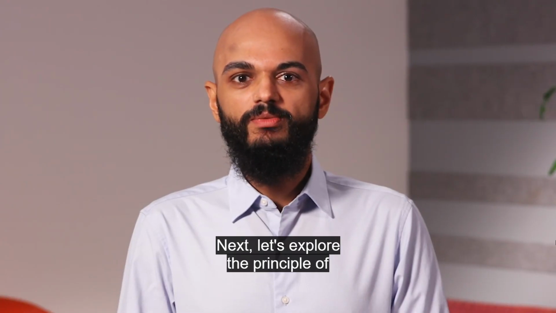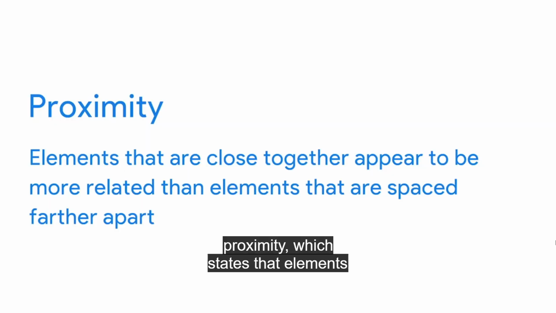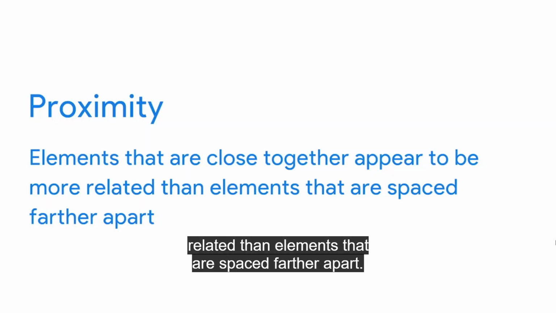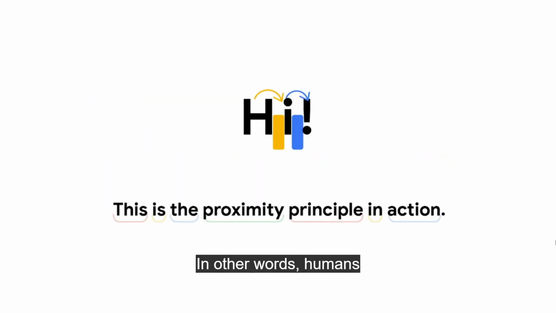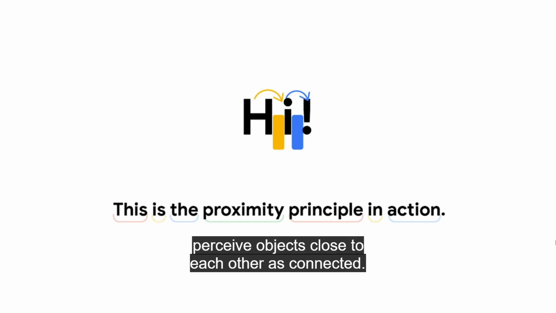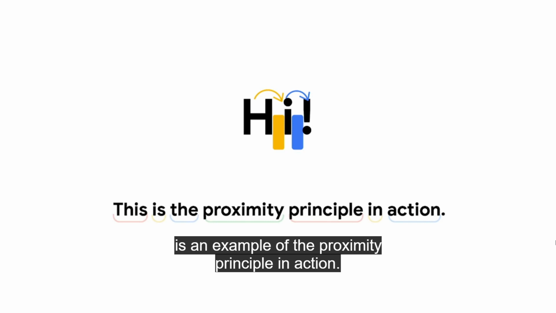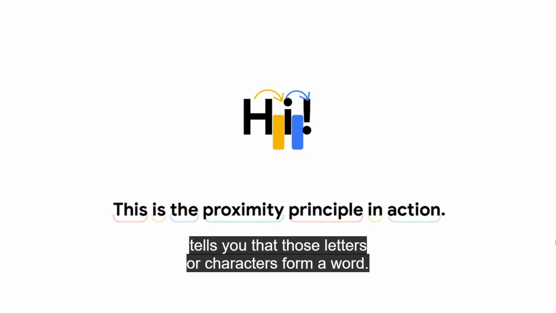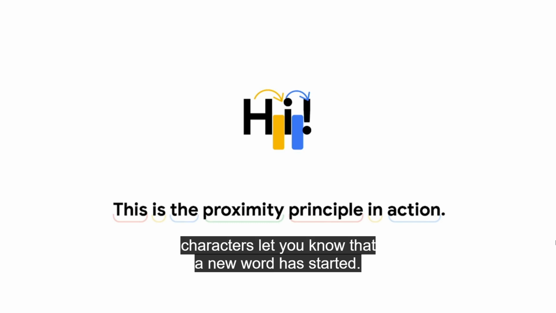Next, let's explore the principle of proximity, which states that elements that are close together appear to be more related than elements that are spaced farther apart. In other words, humans perceive objects close to each other as connected. The way sighted people and screen readers read is an example of the proximity principle in action. The lack of space between letters or characters tells you that those letters or characters form a word, and the space between and after those groups of letters or characters let you know that a new word has started.